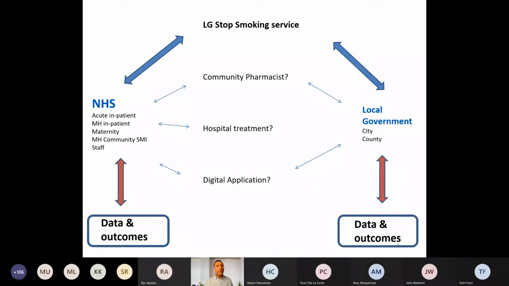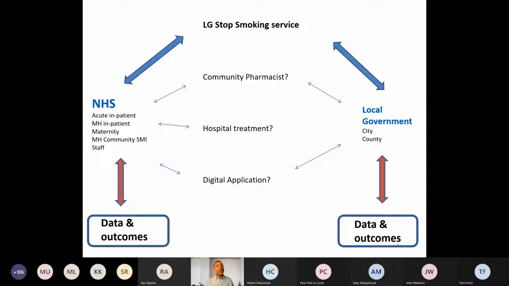Now, for some of you on the call, you may or may not be aware of how the new NHS service is going to interface with the local government service. As I said, most people who come into an acute hospital are only there for 2 or 3 days, and the vast majority of their treatment is going to be done in the community. For the vast majority of NHS organisations, acute or mental health and maternity, there is a local government stop smoking service, and so most people will transfer their care to the local government stop smoking service.